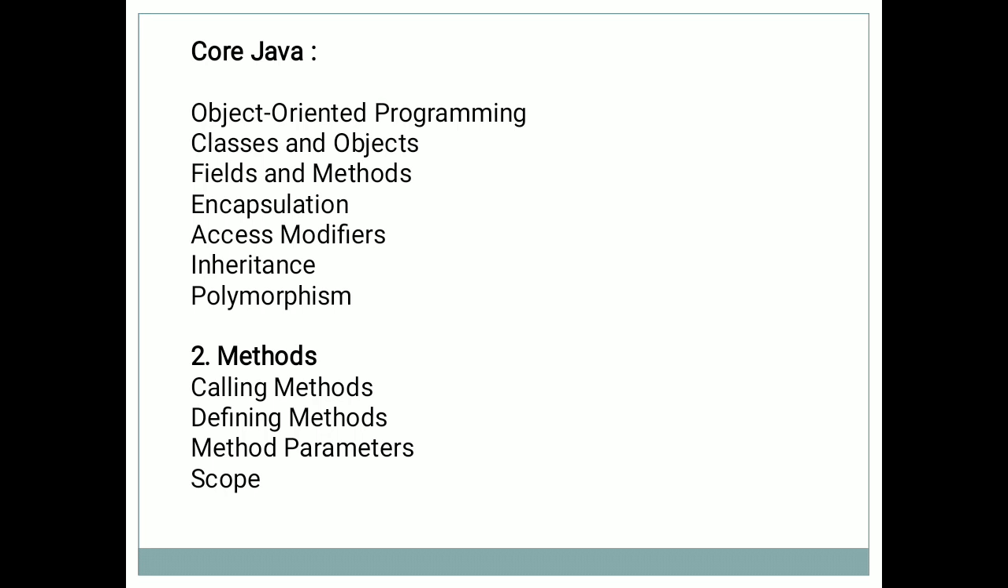From core Java, you should get full, in-depth knowledge in these topics: object oriented programming, classes and objects, fields and methods, encapsulation, access modifiers, inheritance, polymorphism, methods, calling methods, defining methods, method parameters, and scope.